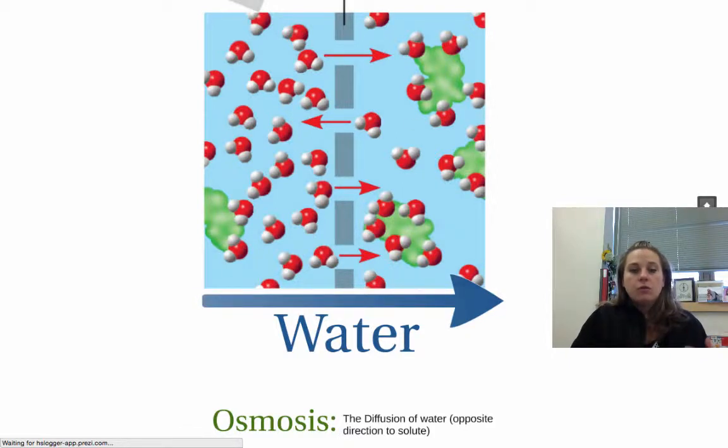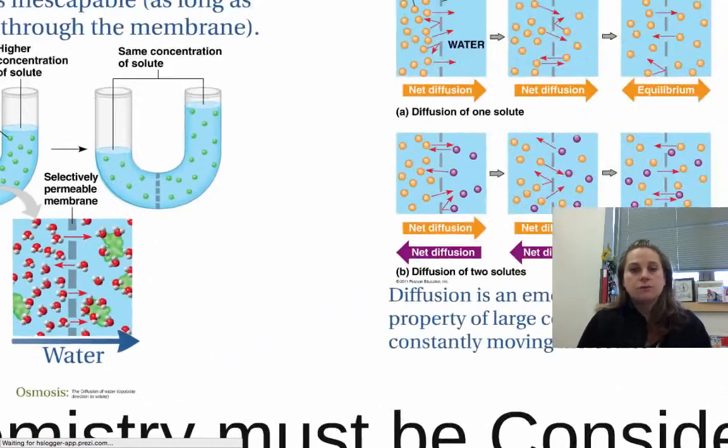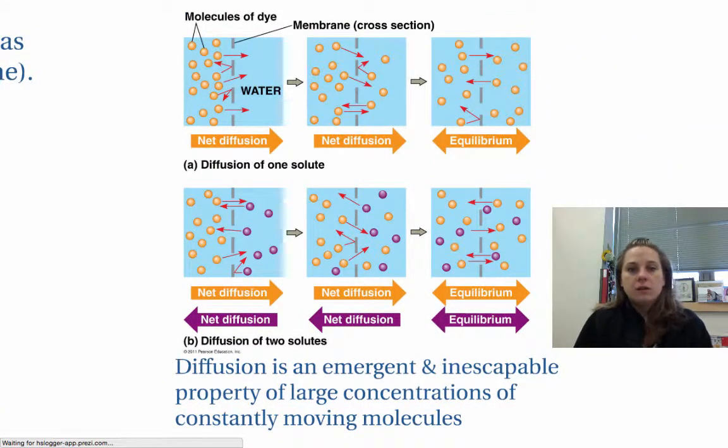So the rate of diffusion as it moves, it's the diffusion of water. It's opposite to the direction of the solute because it's going to head from where there's more water to where there's less. Diffusion of water, osmosis. Piece of cake. So here's some idea of when we're looking at diffusion of one solute.